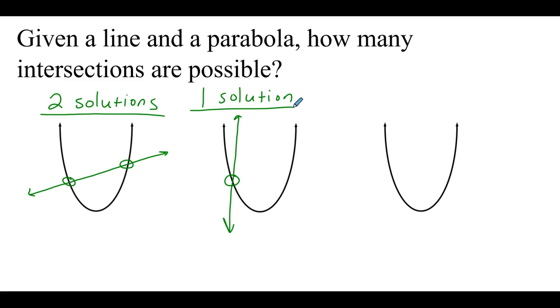It happens sometimes that a line will just hit the parabola and bounce off. You'll see that later today. So that's also a way to have one solution. There's one other possibility, and it's not 3: no solution. In other words, there are no x and y values that make those equations work.